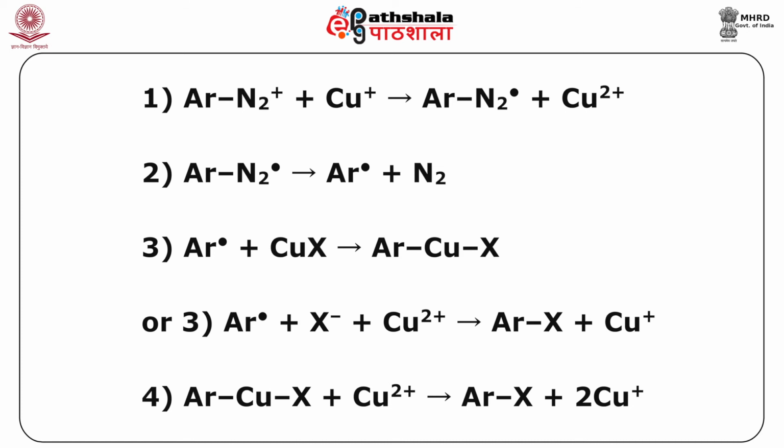As can be seen in the steps, aromatic diazonium ion with copper plus forms aromatic diazonium radical and copper 2 plus by taking up an electron from the metal. This further undergoes a cleavage by the release of nitrogen, forming an aryl radical. Aryl radical again combines with the copper halide to form ArCuX, which then in turn leads to the sequence of reactions forming the aromatic halide and the two copper plus ions.